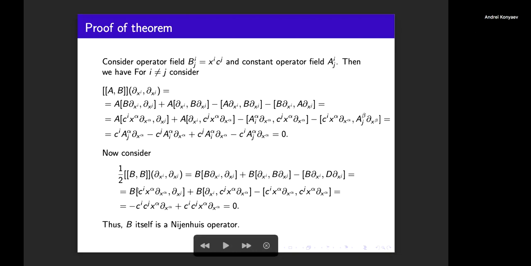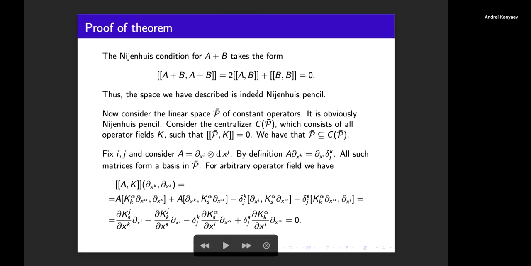Here, it's a little bit more complicated. I take Ci out and then I differentiate. Differentiating in Xj yields partial Xj, because all the others vanish. After I take xj, I apply B to it, and I get Cj, and I get the same formula. Because of skew symmetry, I get Ci Cj here and Cj Ci here, and they vanish. So B itself is a Nijenhuis operator. This automatically implies that we deal with a Nijenhuis pencil, that all the operators are Nijenhuis. Why? Because we take this sum and open it. As I said, A with A is zero. After all the calculations, they vanish, and then we have a Nijenhuis pencil.